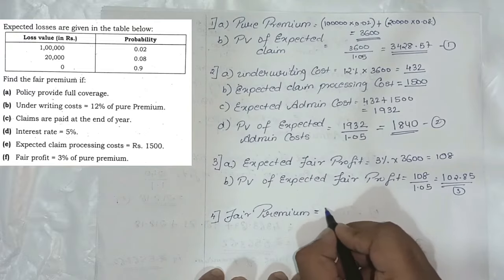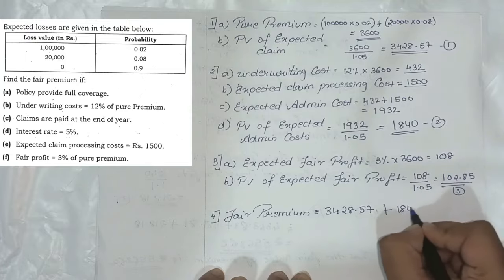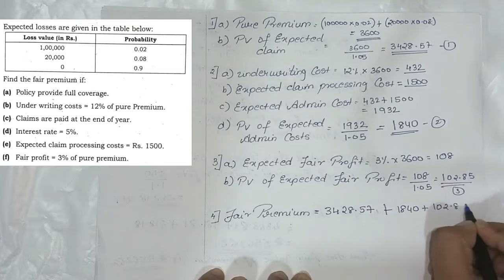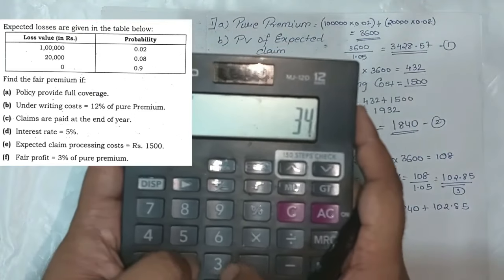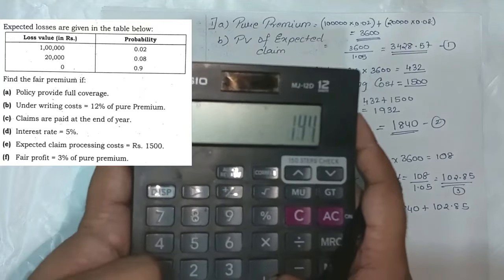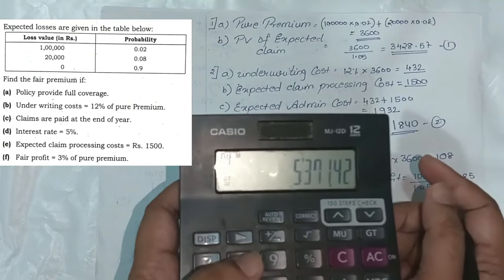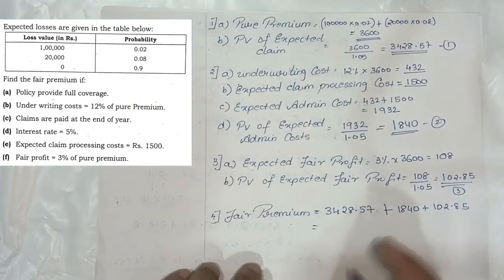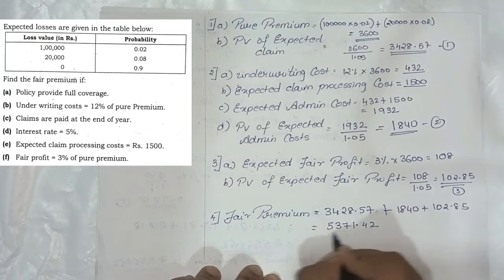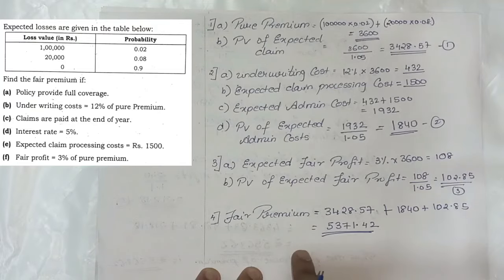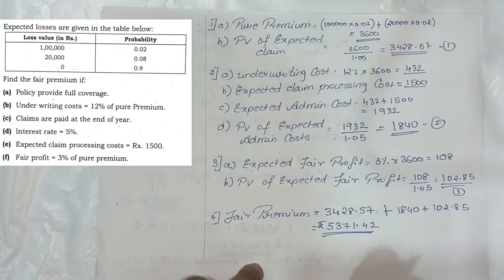Once we get there, we just add up all the PVs. So 3,428.57 plus 1,840 plus 102.85. When we add up, our final answer on the calculator is 5,371.42. Okay, and then you can write, thus the fair premium value is 5,371.42 rupees. Okay, so this was the second sum.